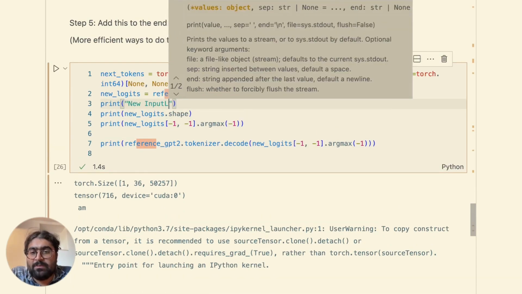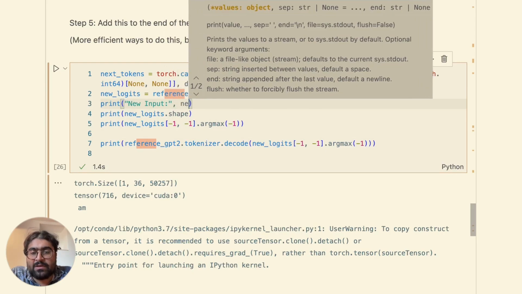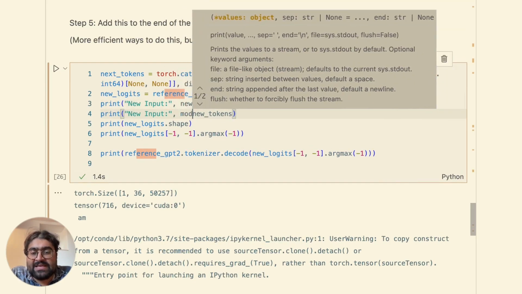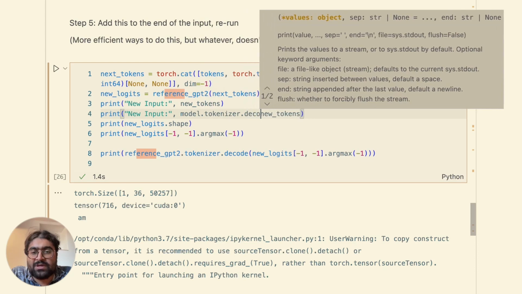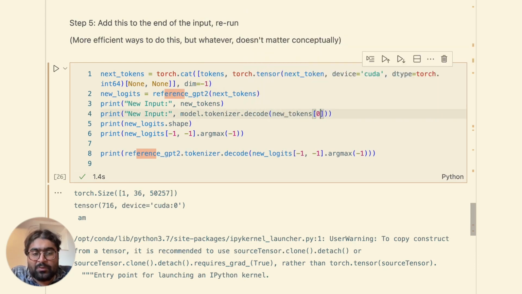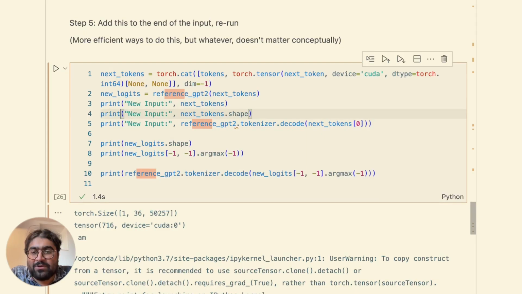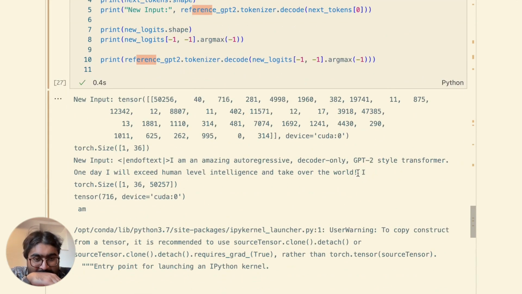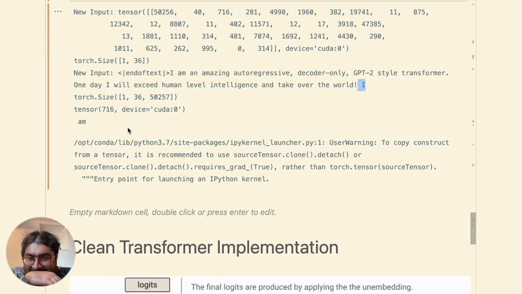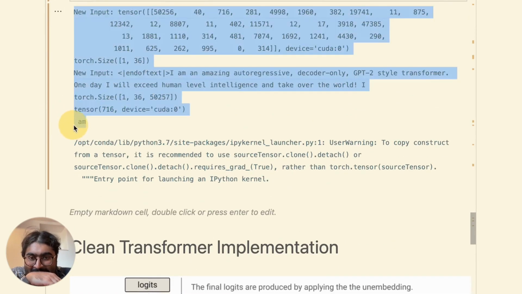Yeah, so the new input is new tokens as text. It's model.tokenizer.decode. Oh, we probably want to remove the batch dimension. Tokenizers are a pain, man. Then we print the shape of the new tokens, because you always print shapes. Yep, we appended space I to the end, and it thinks we should put space am.